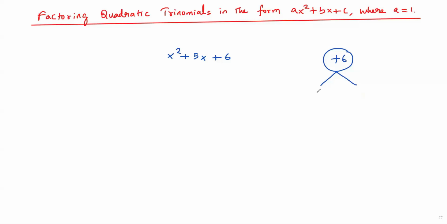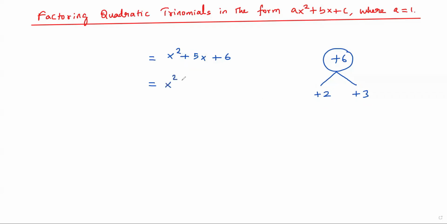I think positive 2 and positive 3 will work. When I multiply positive 2 and positive 3, that is equal to positive 6. And when I add positive 2 and positive 3, that is equal to positive 5. So the two factors, positive 2 and positive 3, work for this quadratic trinomial. Now in the next step, I have to split up the middle term, positive 5x, using the two factors, positive 2, positive 3.